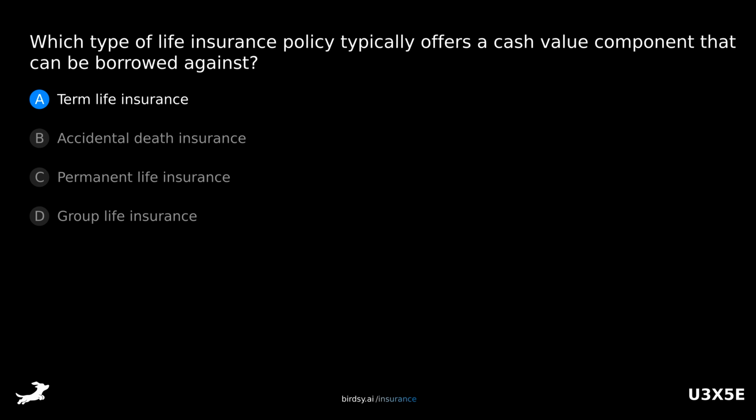Is it A, term life insurance? B, accidental death insurance? C, permanent life insurance? Or D, group life insurance? The answer is C, permanent life insurance.